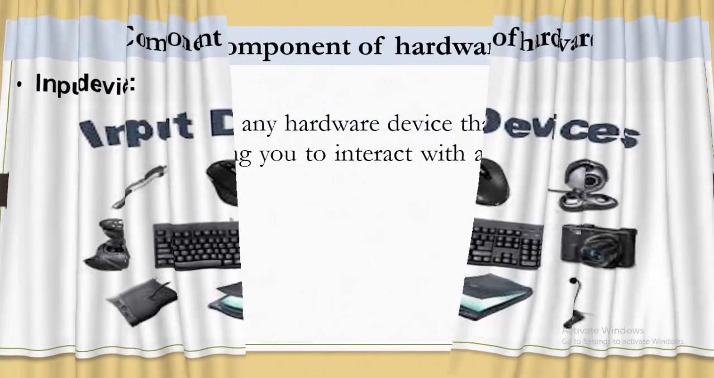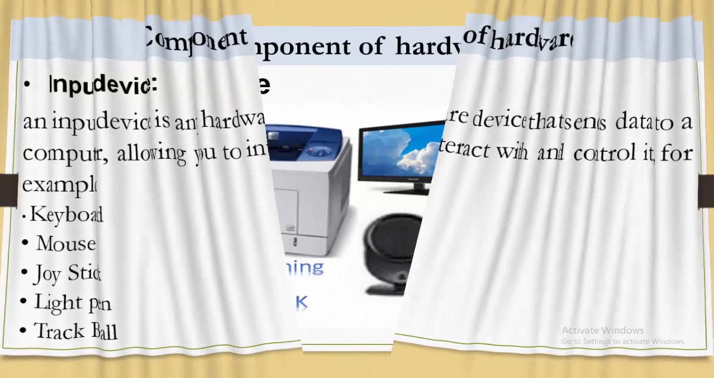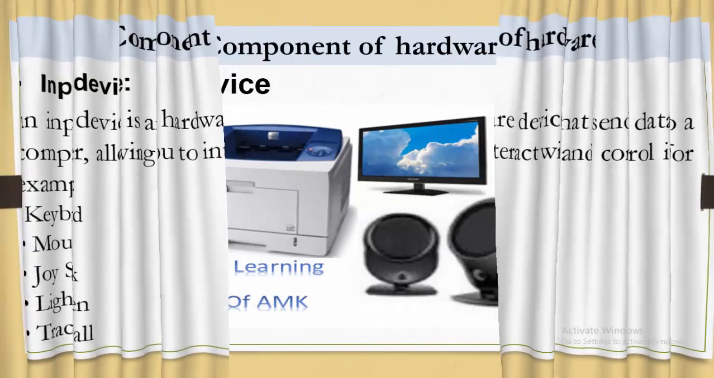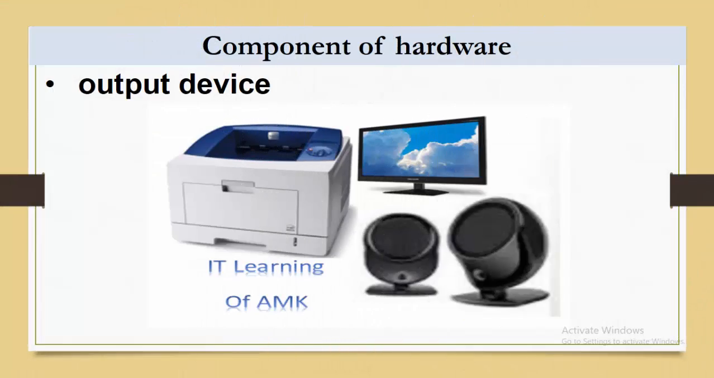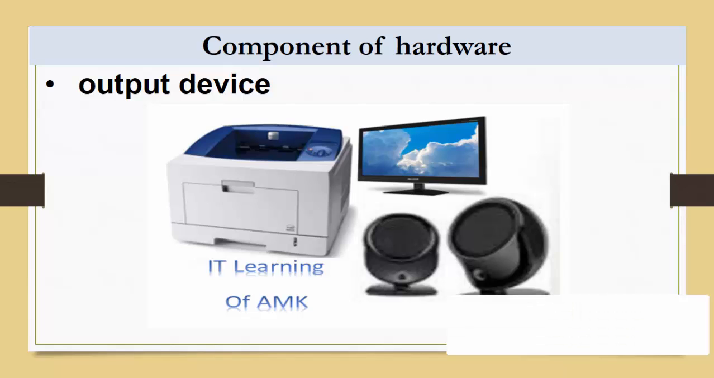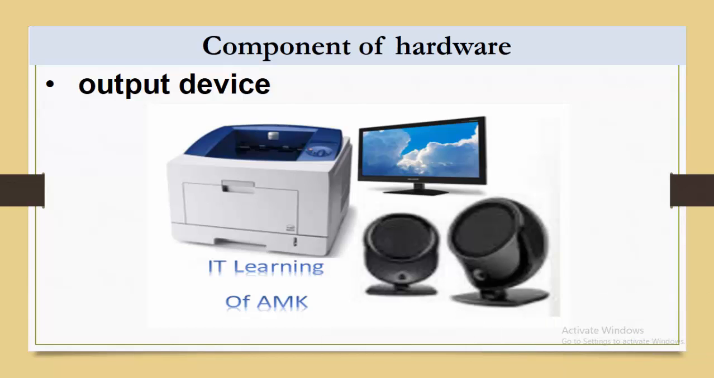Okay. The next one is output devices. As you know, an output device is any peripheral that receives data from a computer, usually for display, projection, or physical reproduction. As you are seeing in the figure, the printer, monitor, and loudspeaker are the most important output devices. Okay, let's go ahead.